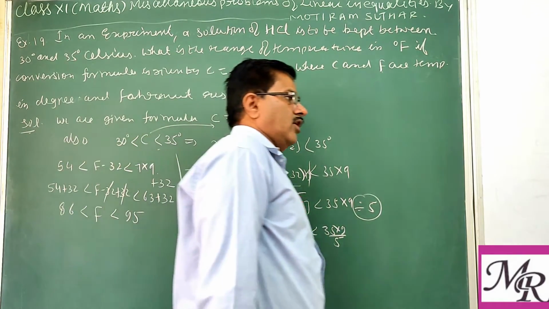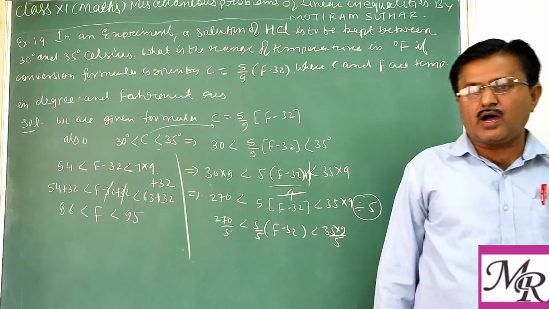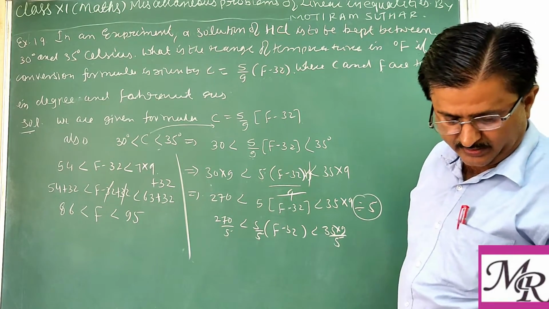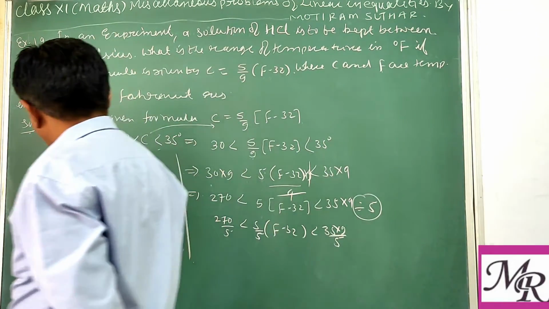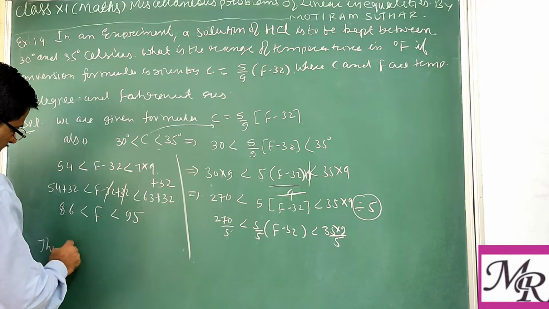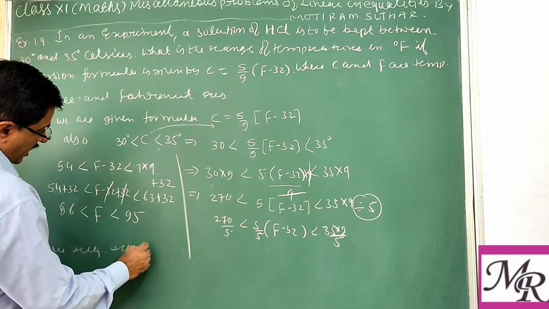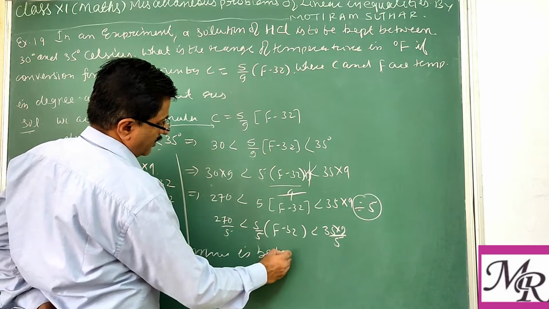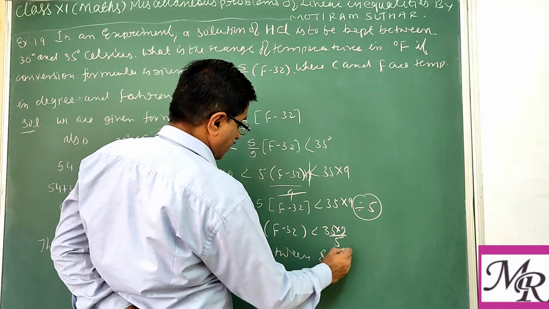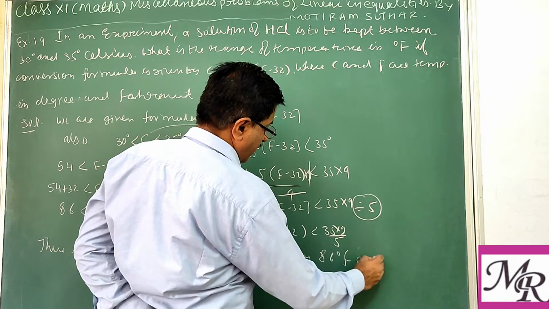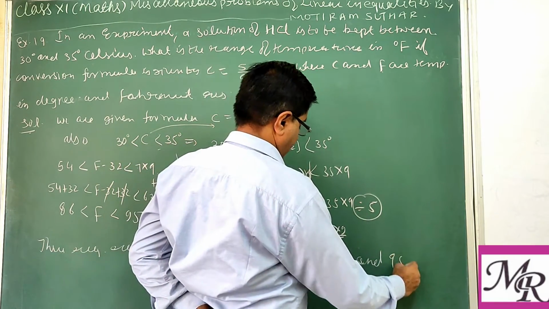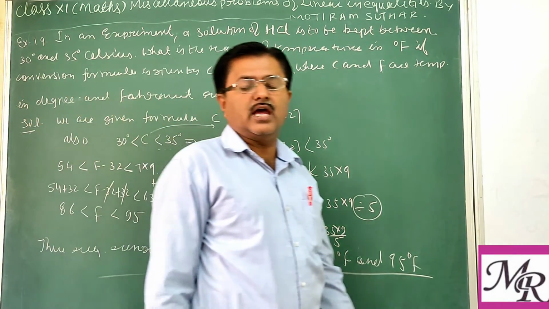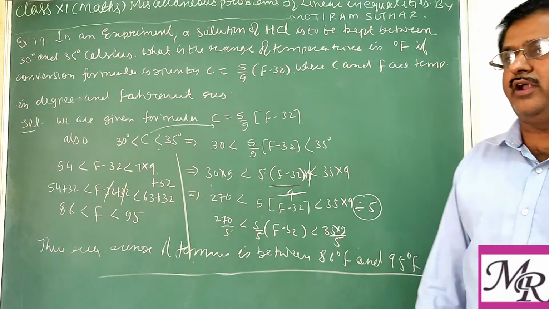So this is the range of the temperature of the hydrochloric acid in degree Fahrenheit. 86. So you can say the required range of temperature is between 86 degree Fahrenheit and 95 degree Fahrenheit. So we can convert degree Celsius into degree Fahrenheit.